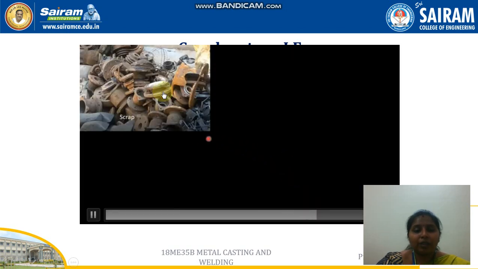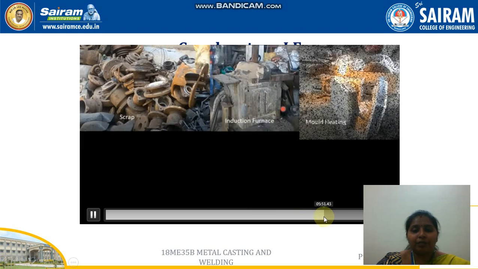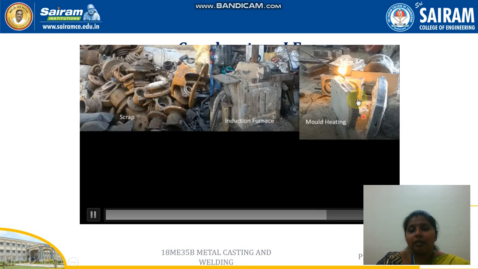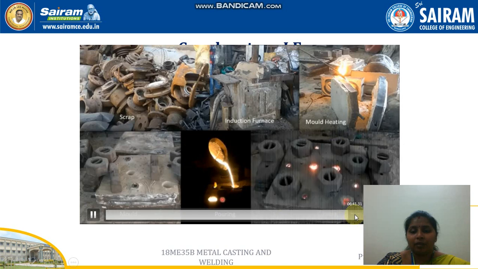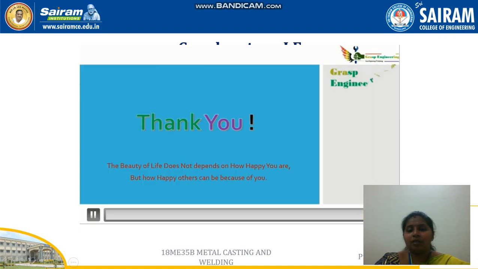These are some of the scraps used in this coreless induction furnace process. This is the induction furnace, and this is the mold heating. This is how the molten metal is poured into the cavity. These are the runner and the riser, and this is allowed to cool. This is how the induction casting process is done.